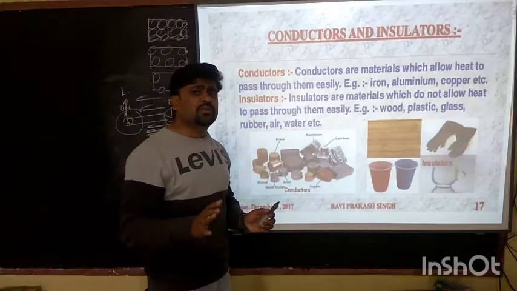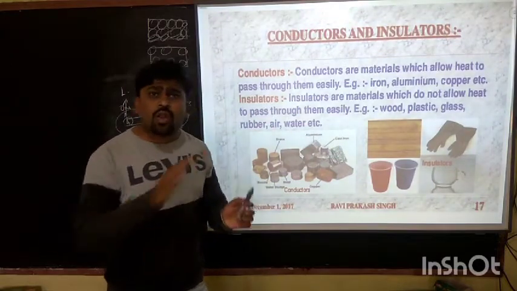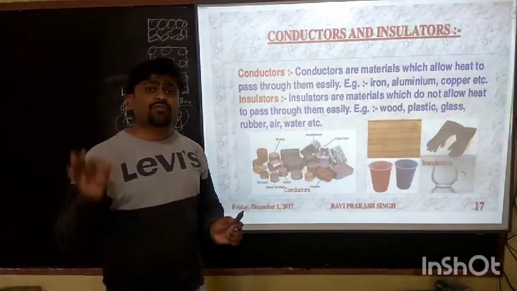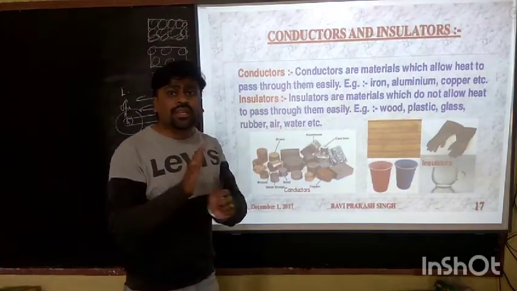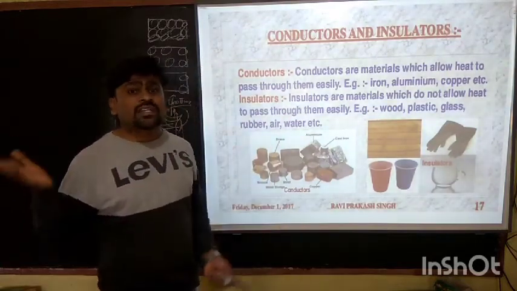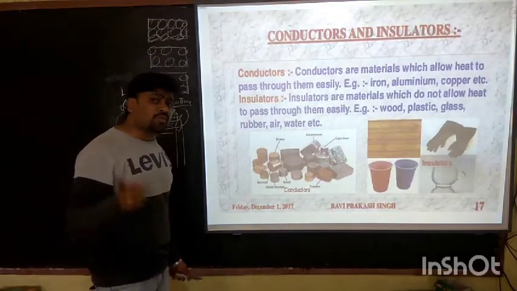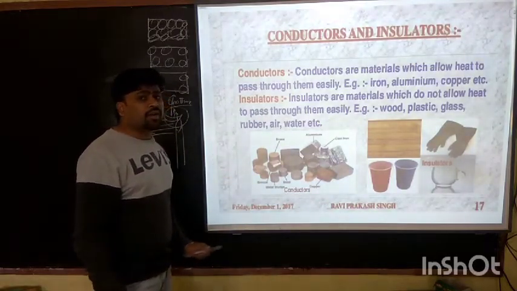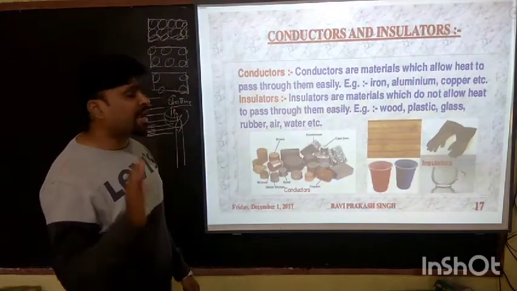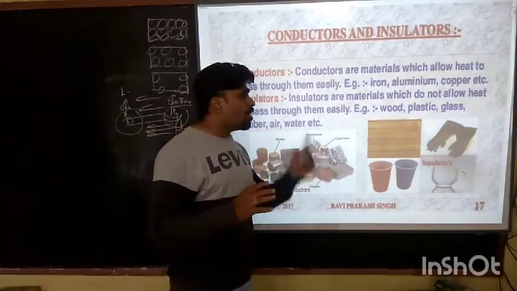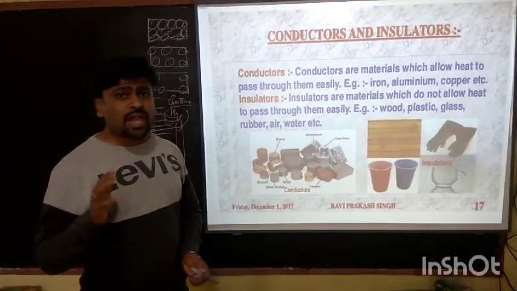Whichever substance allows heat, such type of substances we call conductors. Whichever does not allow heat, such type of substances we call insulators. Example for conductor: iron, aluminium, copper, etc. For insulator: wood, plastic and glass.